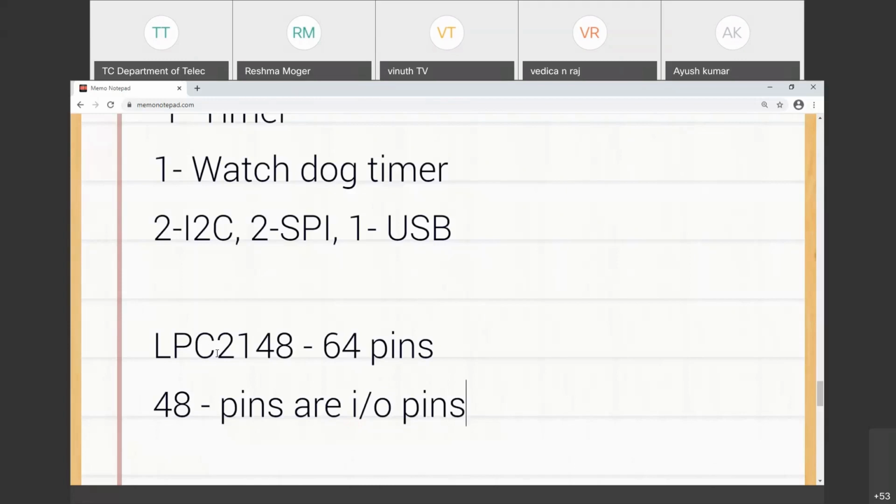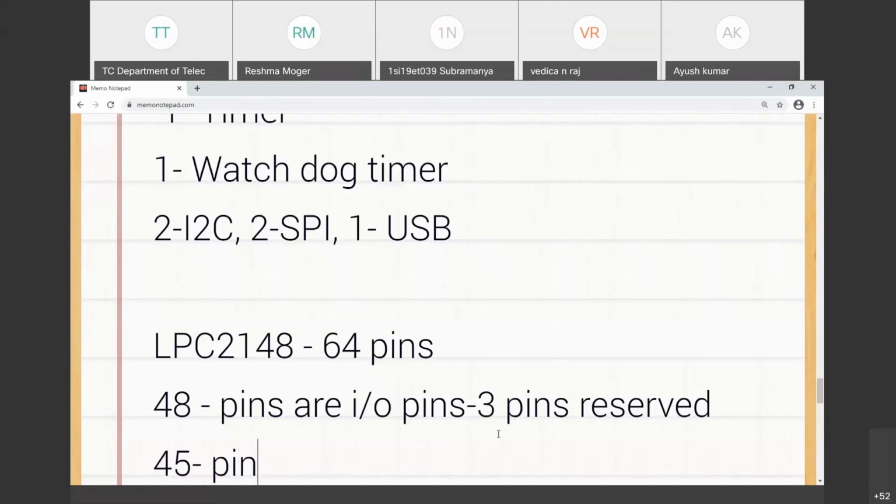48 pins are IO pins, in which I have 3 pins reserved. 3 pins reserved. So it means how many IO pins are practically available for us? Subramania, how many pins are available? Sir, 45. Only 45, right, sir? Yes, only 45 pins are available for usage.